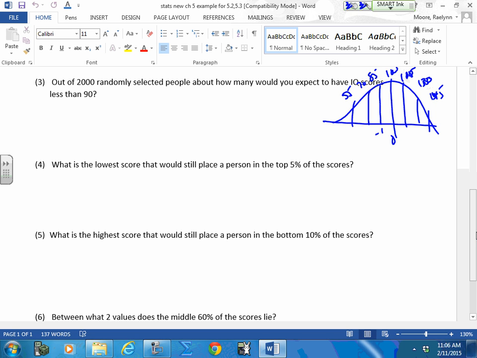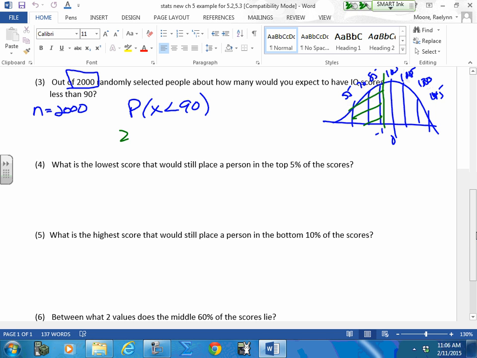Out of 2,000 people, how many would you expect to have an IQ less than X, less than 90? Probability that it's less than 90. So I look for my 90. There's 90. Less than 90. So again, I need my probability. I need the area under the curve.